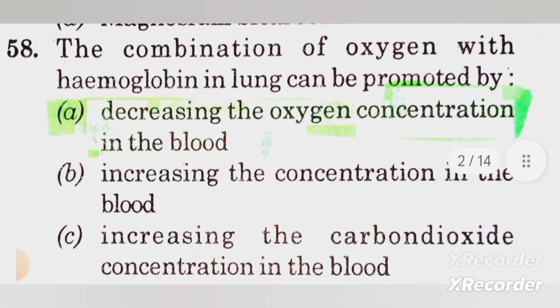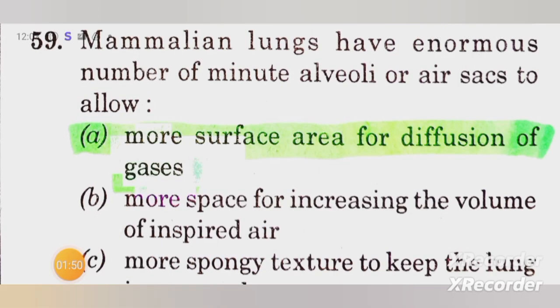Next, 58. The combination of oxygen with hemoglobin in the lung can be promoted by, answer A, decreasing oxygen concentration in the blood. Next, 59. Mammalian lungs have an enormous number of minute alveoli or air sacs to allow, answer A, more surface area for diffusion of gases.